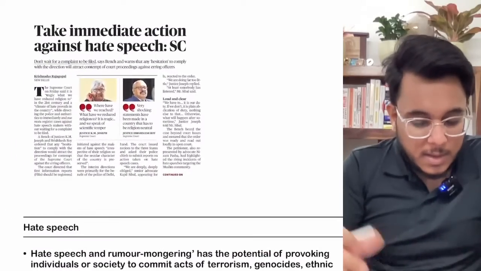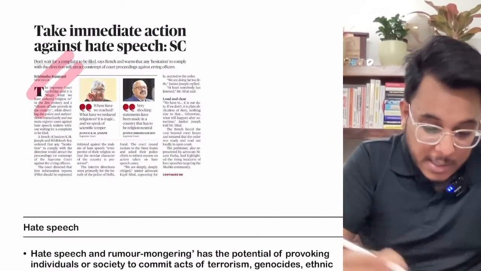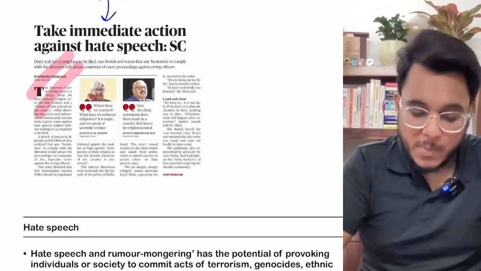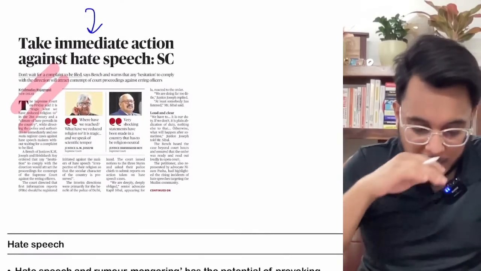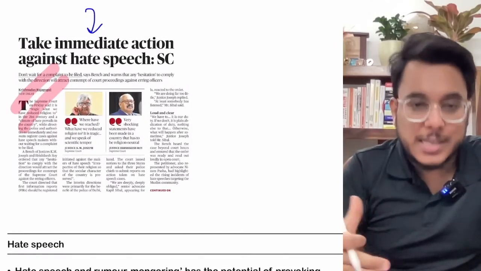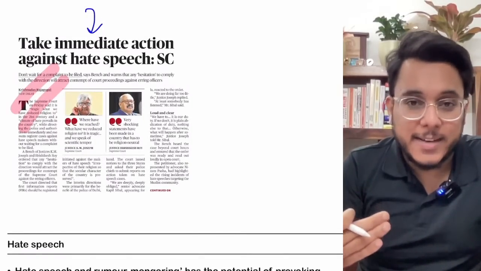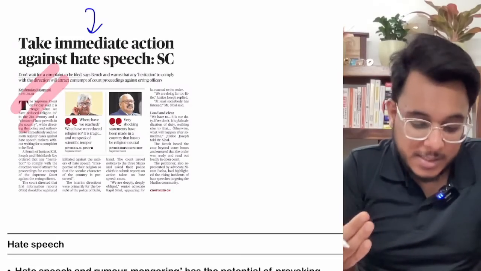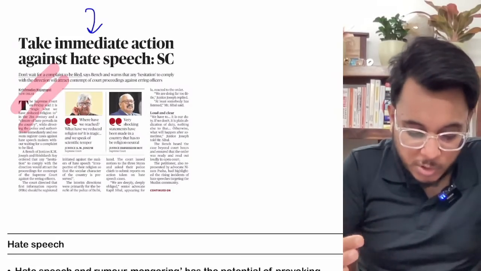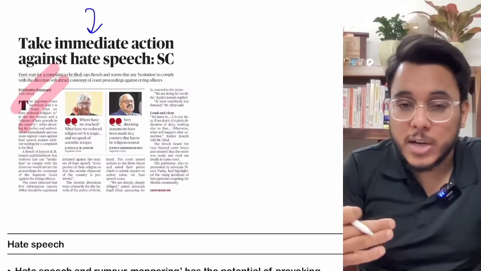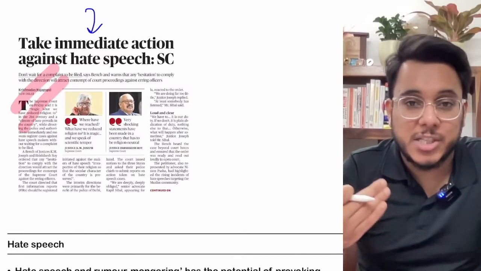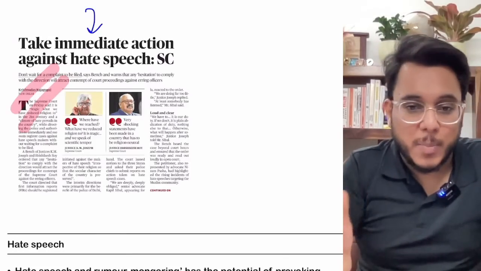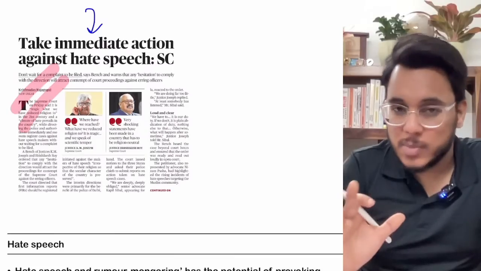Take immediate action against the hate speech, Supreme Court. Now, this particular article talks about the Supreme Court, which has given directives that the police agencies in some of the states, such as Uttar Pradesh and Delhi, are not taking action against the hate speeches that have been made in the past. So the actions should be taken immediately. This is something that has been provided.